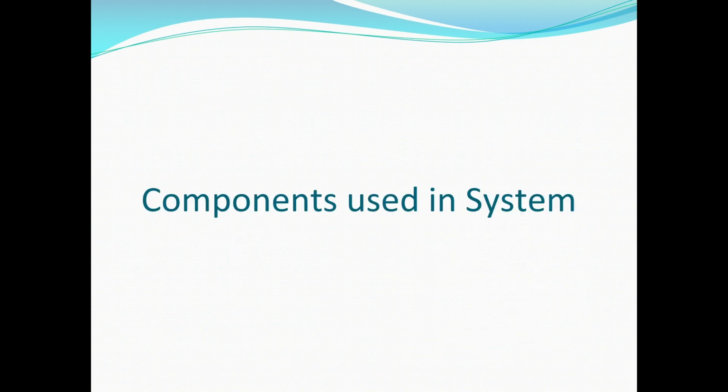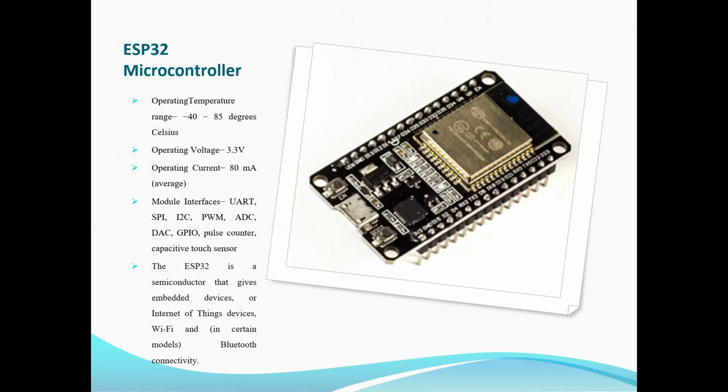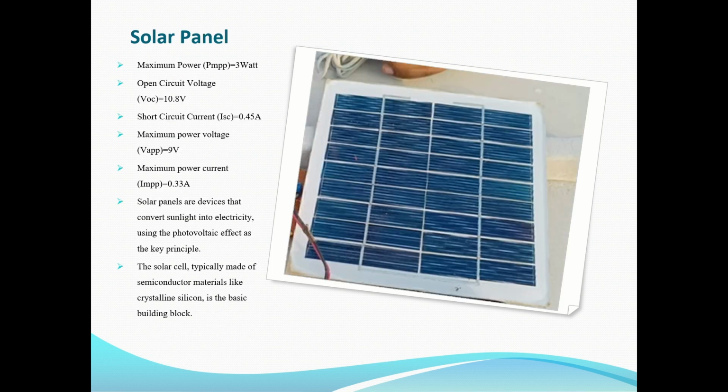Now, the components used in the system. This is an ESP32 microcontroller and its specifications. This is a solar panel. We all know the main purpose of a solar panel: it converts solar energy into electrical energy. That means sun energy is converted into electrical energy. These are the specifications of our solar panel.